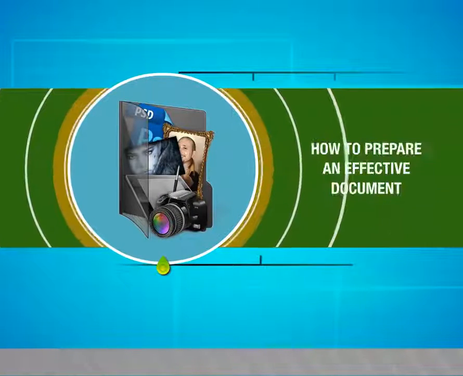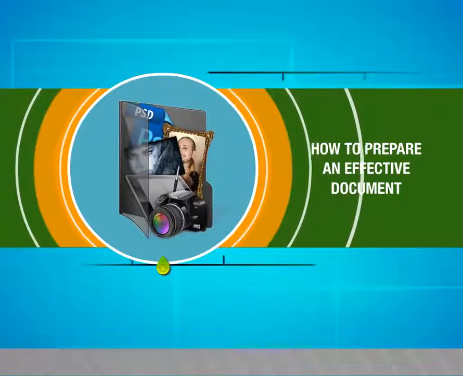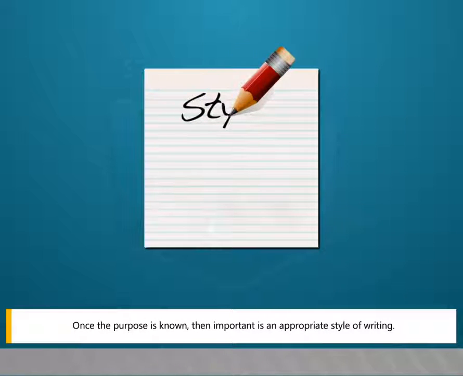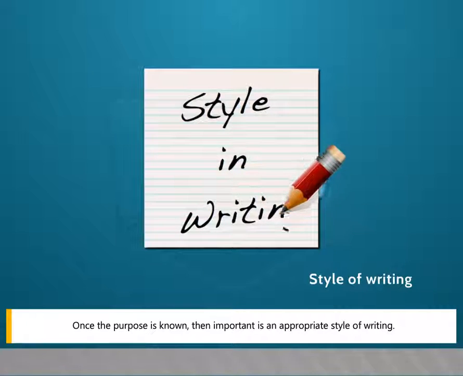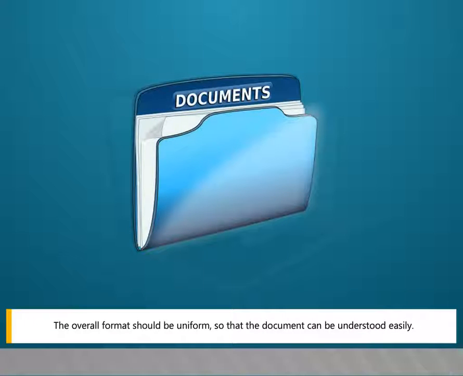How to prepare an effective document. In this video, we are going to see how to prepare an effective document. It is important to first identify the purpose of a document. Once the purpose is known, then it is important to choose an appropriate style of writing. All communications must be in simple language. The overall format should be uniform, so that the document can be understood easily.